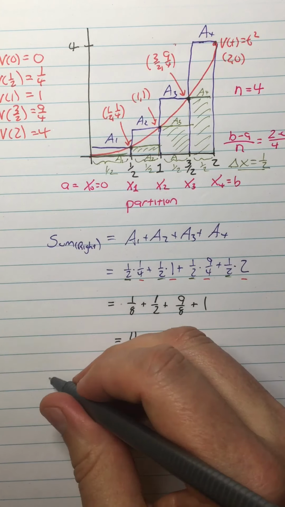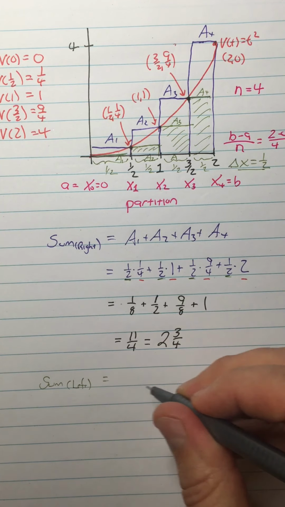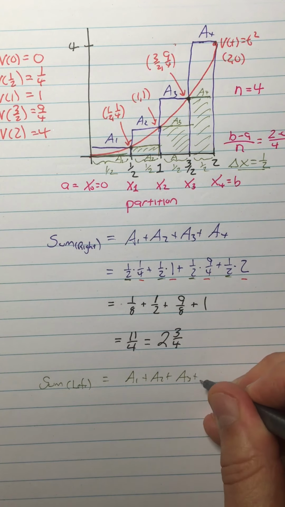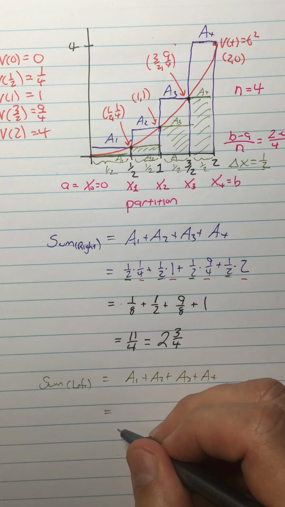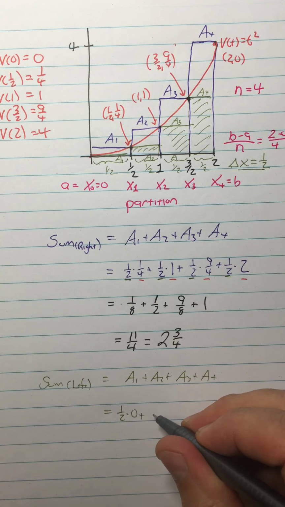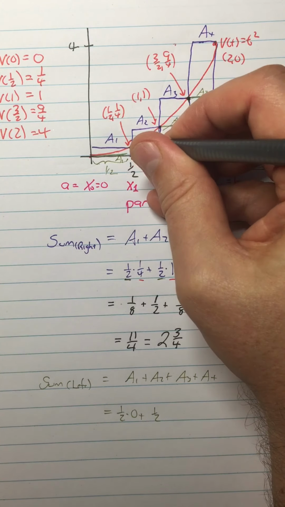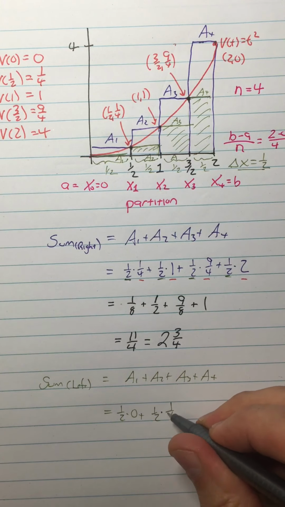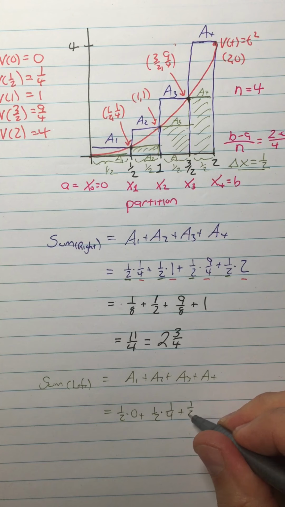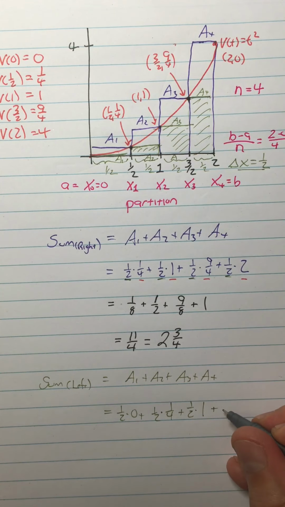So the sum from the left is going to be A1 plus A2 plus A3 plus A4, and that equals 1/2 times 0 plus 1/2 times 1/4, because the height of this rectangle is here, it's 1/4, plus 1/2 times this height, which is 1, plus 1/2 times this height, which is 9/4.